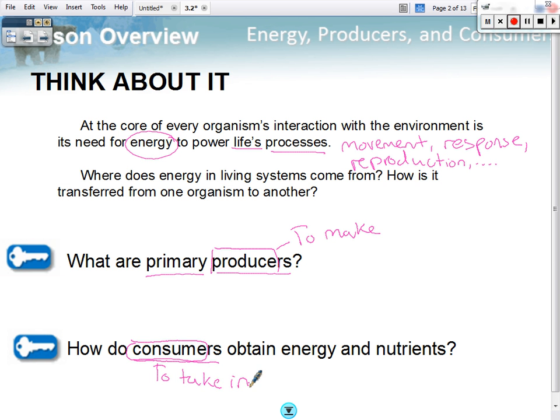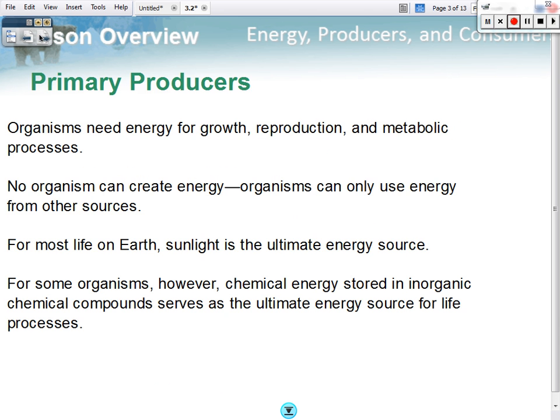So right away, without even knowing the science, I've got an idea and I can kind of remember. Produce, maybe they're making something. And then consumers, maybe they're those that are taking it in. A little more context here for you on this slide, again, what we were saying before. The organisms that need that energy for these life processes, all the metabolic, everything that we need to do. This is very important.